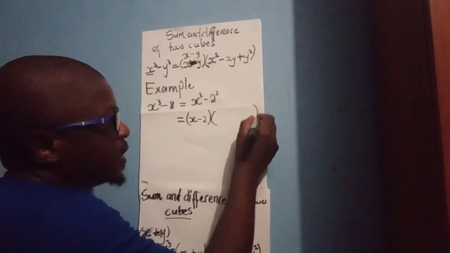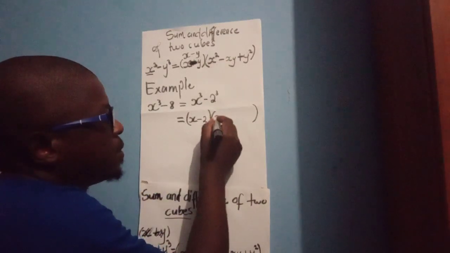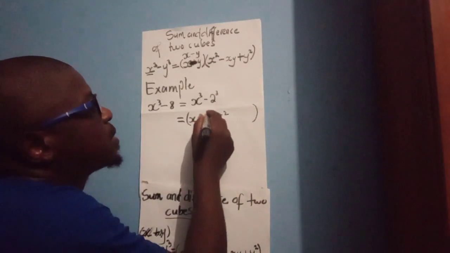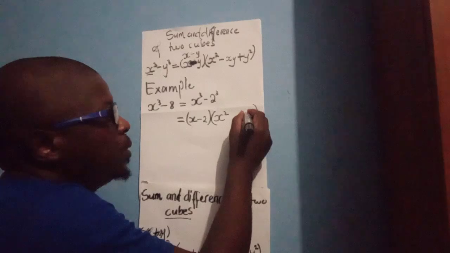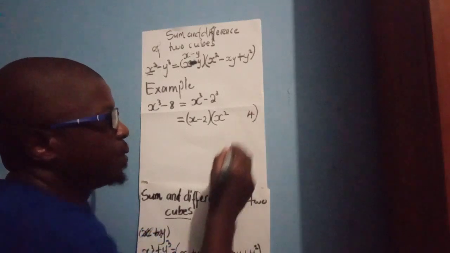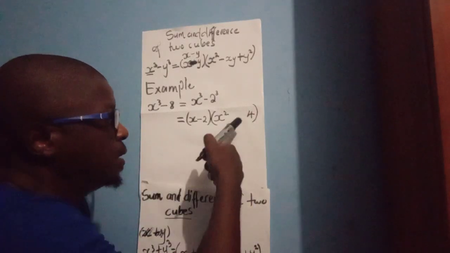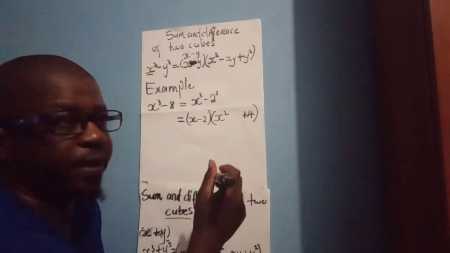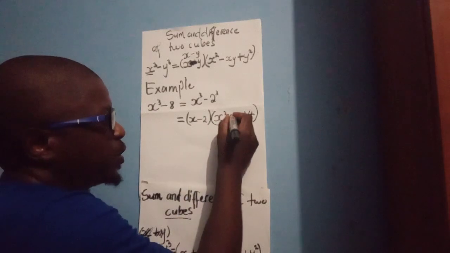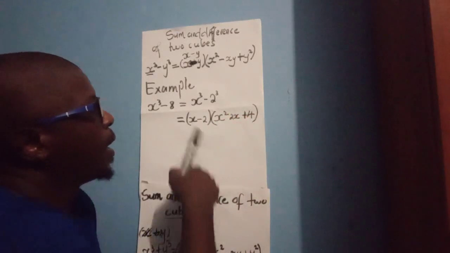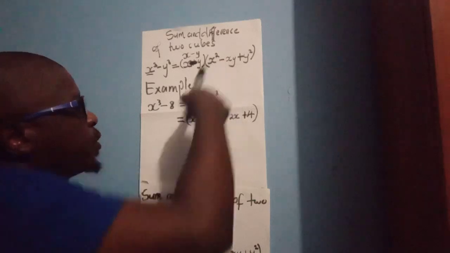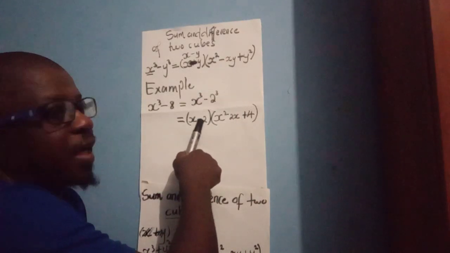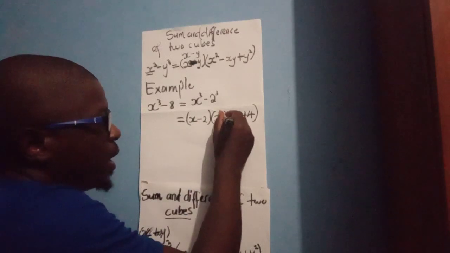So our last bracket, we're going to have x squared and our y squared. Our y squared is this 2. 2 squared is 4. But let's bear in mind that this is always going to be a positive. And now the middle value is going to be x times 2, which is 2x. But our sign has to be different from this sign that we have. We're going to have a sign change here, so it's going to be a plus.